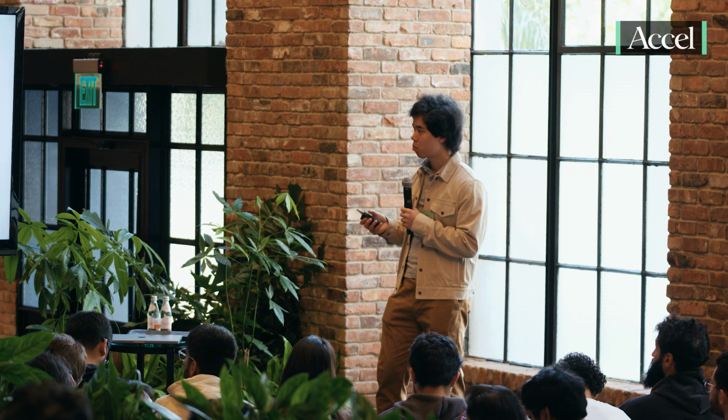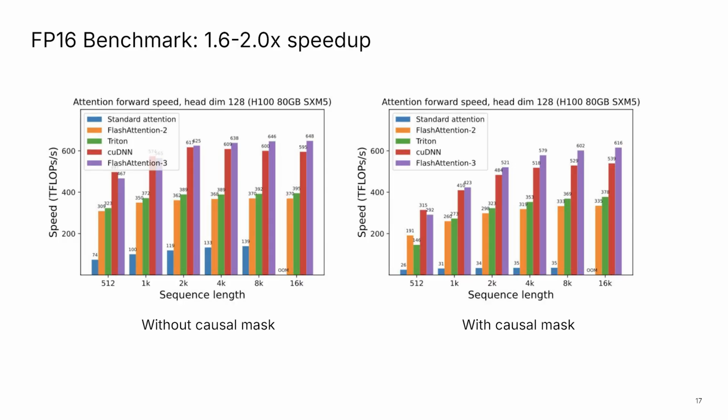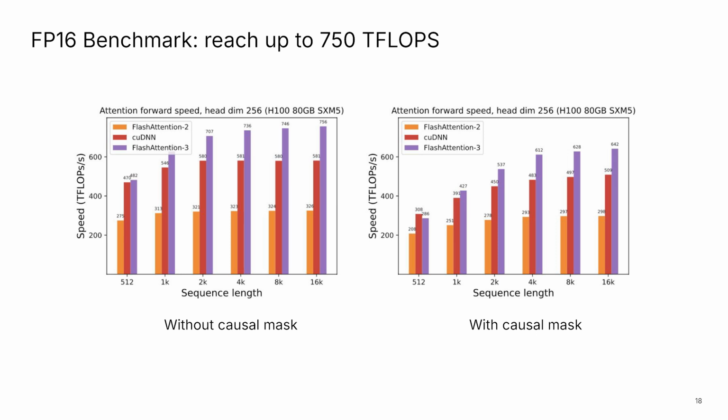Okay, so how does this work? We think we get about 1.6 to 2x speedup. These numbers are a little bit, 1 or 2 months old, and I think we've gotten quite a bit better numbers now. So with FlashAttention-3, we can reach around 650 teraflops per second. This is about 2x better than FlashAttention-2. Again, it's the same algorithm, but a different way to program. With head dimension 256, we can reach up to 750 teraflops.